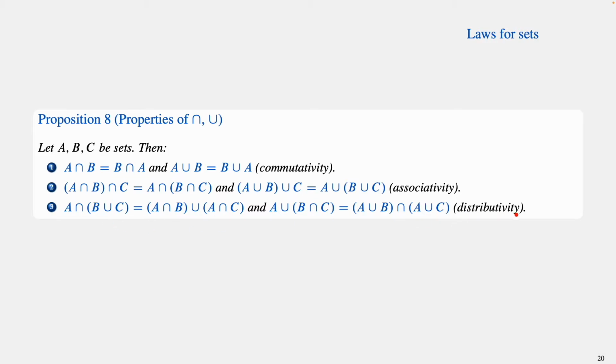And then we have the distributivity laws for expressions that involve both unions and intersections. So if we first take the union of B and C and intersect that with A, that's the same as intersecting B and A and C and A and taking the union of those. And also, if we take the intersection of B and C and of that the union with A, that's the same as first taking the union of A and B and the union of A and C and intersecting the two.